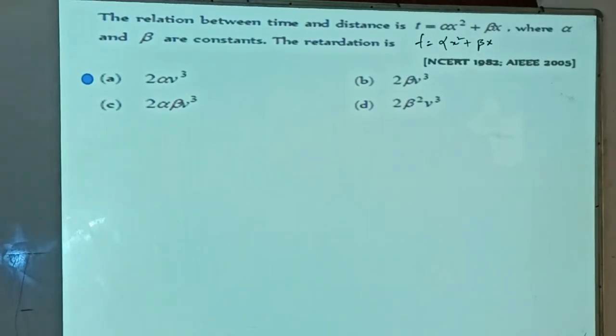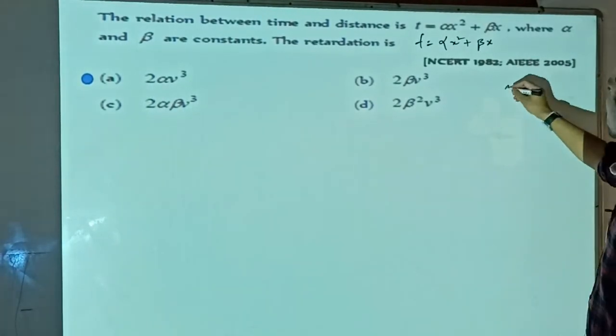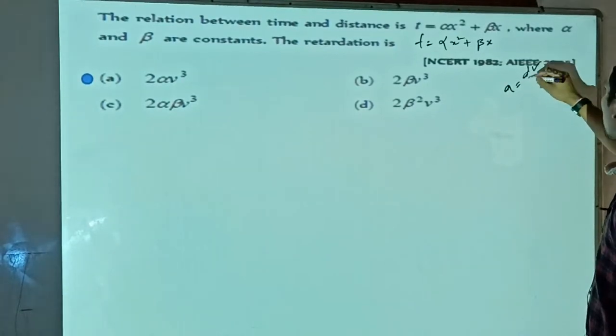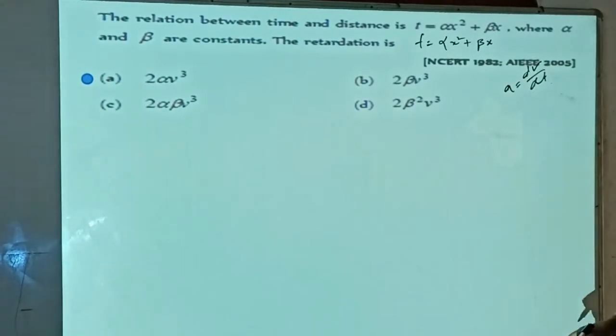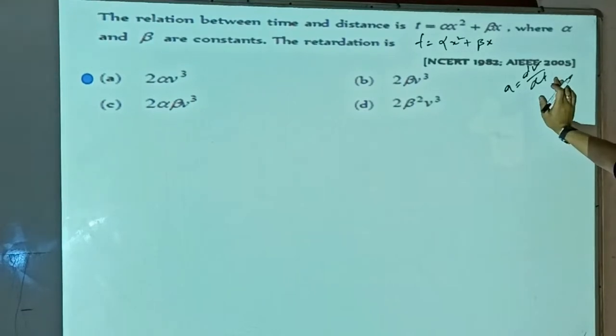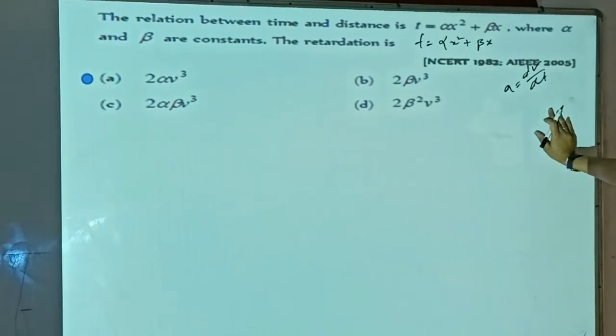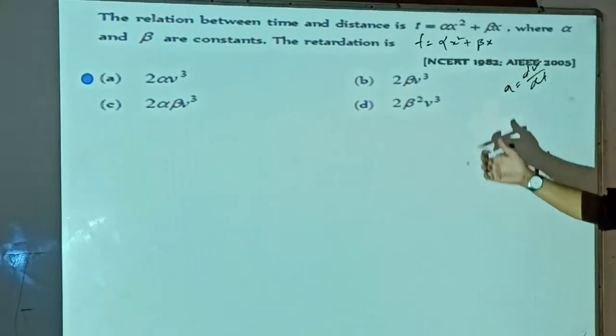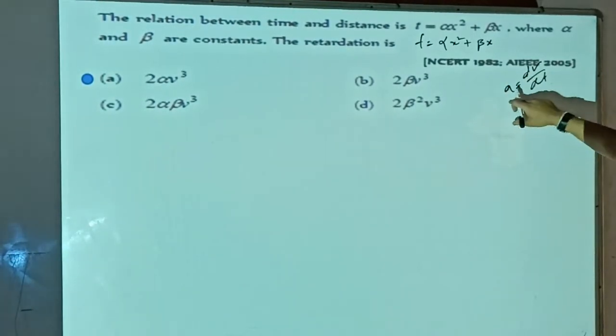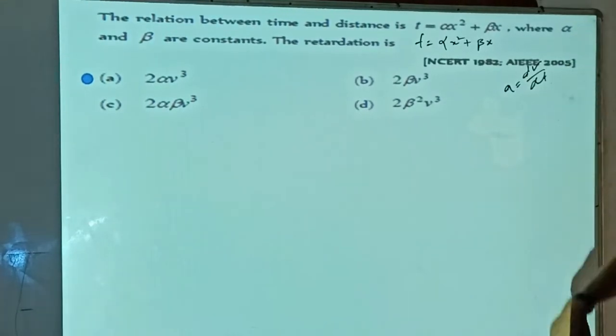When you are going to find out retardation, whatever it may be, acceleration or retardation, they are the same. The relation of a is dv by dt. You first have to find out the velocity, and once you get the final velocity you can easily find the value of a. Whatever it may be, acceleration or retardation, the equation is the same, though when a is positive that is called acceleration and when a is negative that is called retardation.